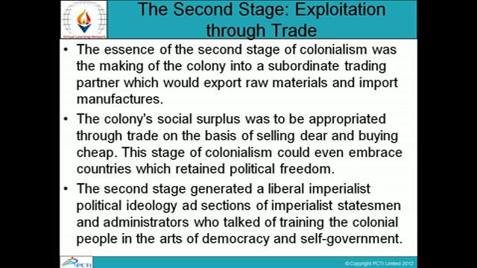The second stage generated a liberal imperialist political ideology and sections of imperialist statesmen and administrators who talked of training the colonial people in the arts of democracy and self-government. So basically raw materials needed to be exported and manufactures imported. Whatever surplus the colony had was appropriated by the country that was ruling them.